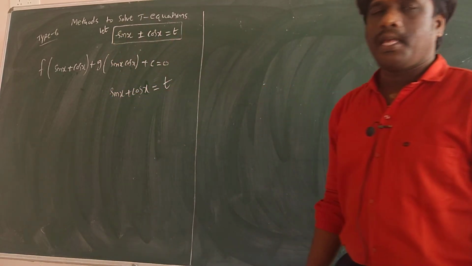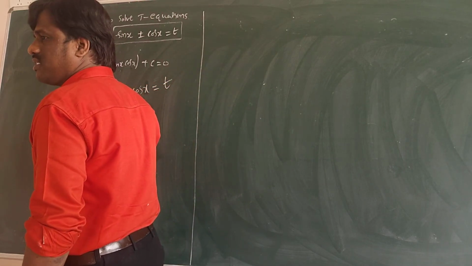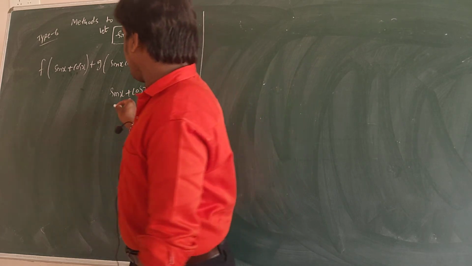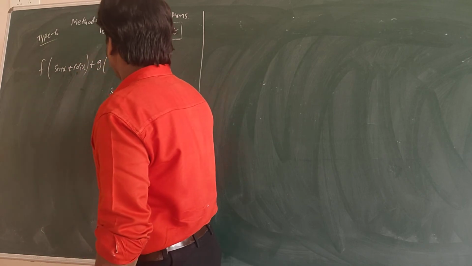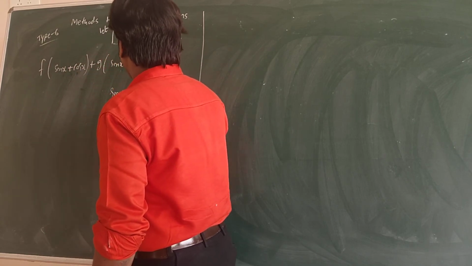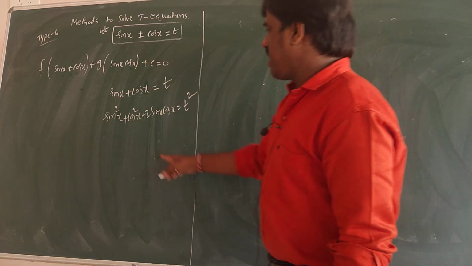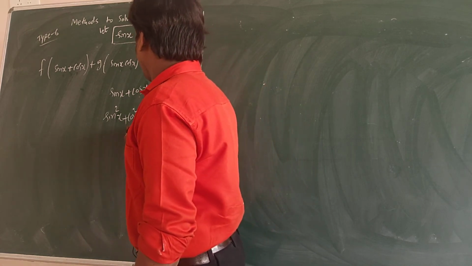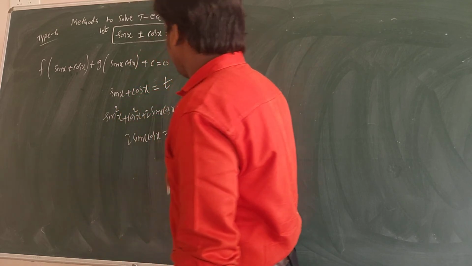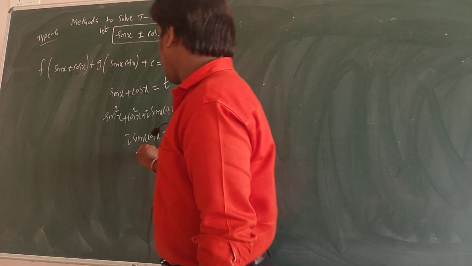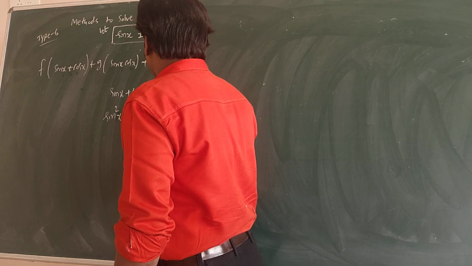Then squaring on both sides, what I get here? sin x plus cos x whole square equal to t square. So sin square x plus cos square x plus 2 sin x cos x is equal to t square. This value will become 1. So 2 sin x into cos x is equal to t square minus 1. So sin x into cos x will be t square minus 1 by 2.